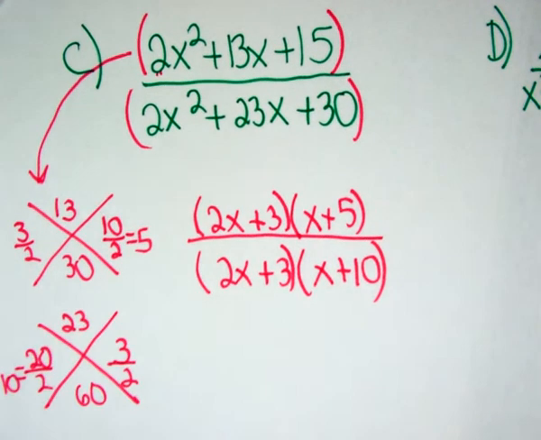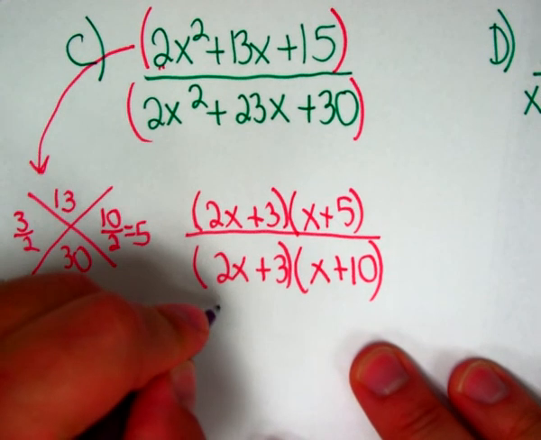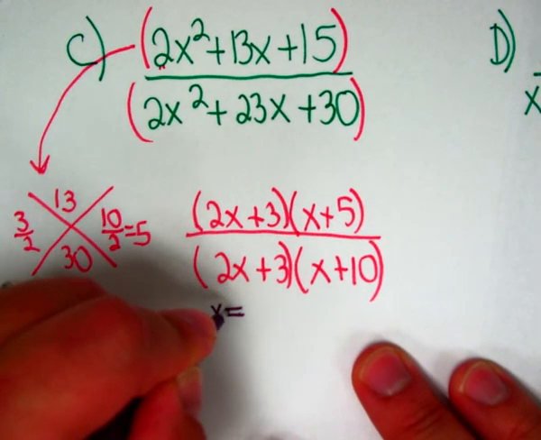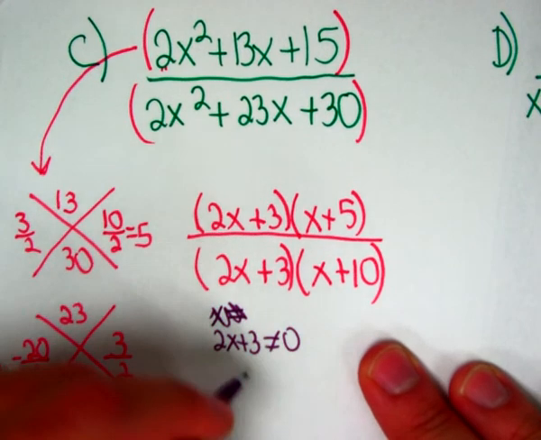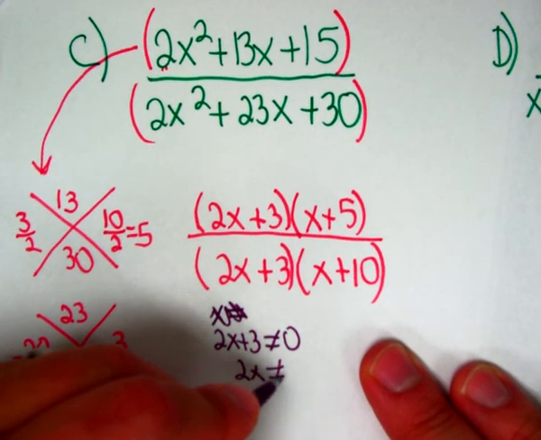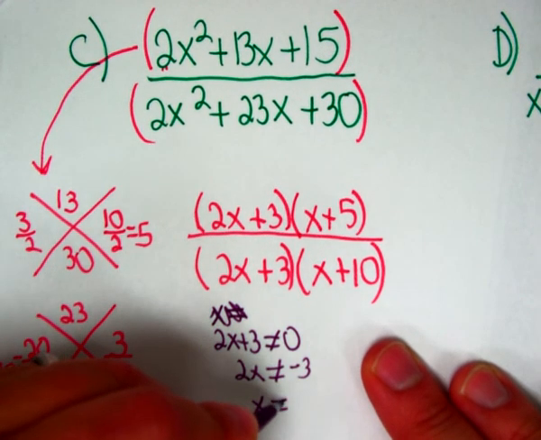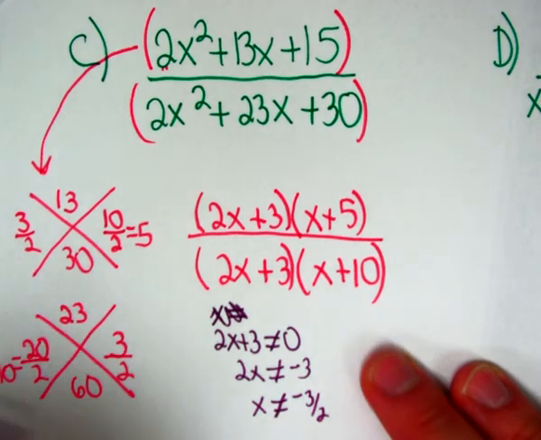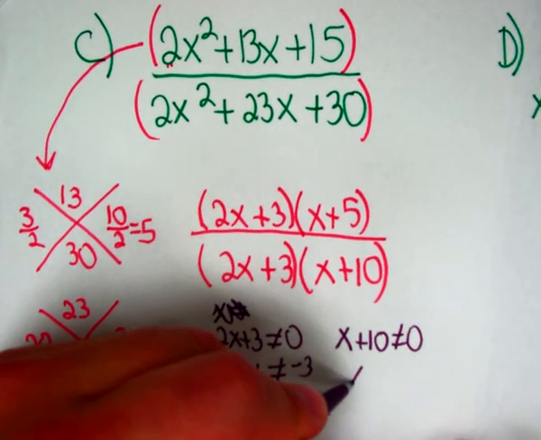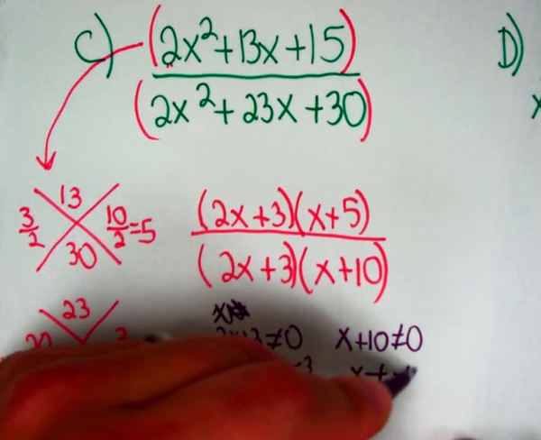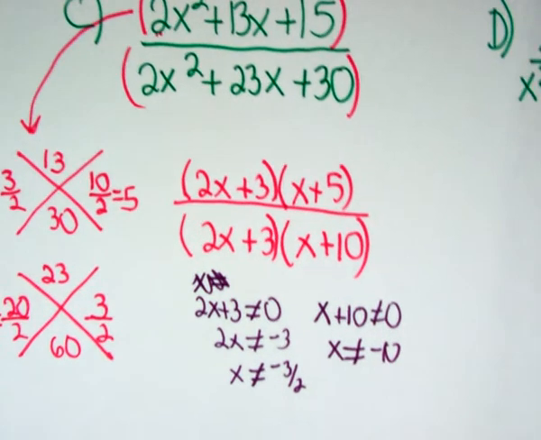Now that we've gone through and simplified them, let's determine the domain restrictions since we can't factor any further. First one here, let's try to set this up. 2x plus 3 cannot equal 0, which means that 2x cannot equal negative 3, which means that x cannot equal negative 3 over 2. Same thing here, x plus 10 cannot equal 0. That means that x cannot equal negative 10. So those are your two domain restrictions in this problem.